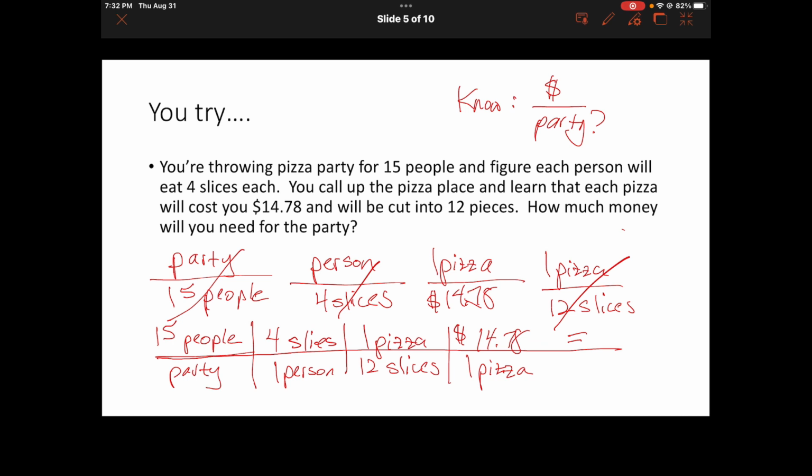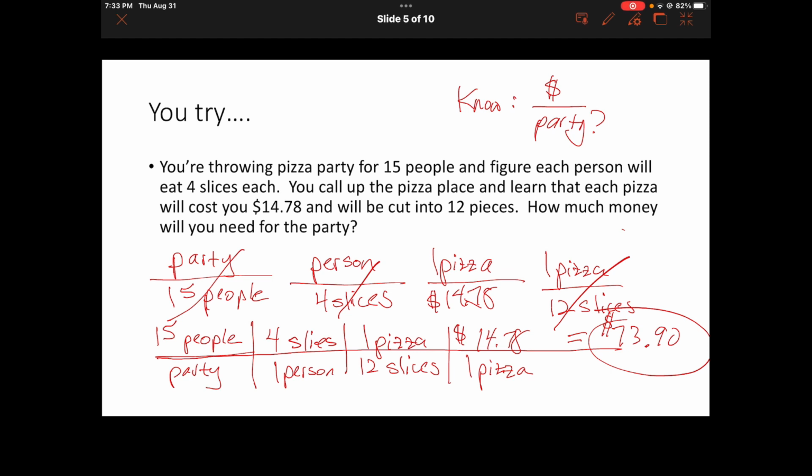Yes, okay, so it's gonna cost us $73, that seems right, and 90 cents. Now that seems appropriate, right? If you're gonna have a party for 15 people, and they're eating 4 slices, and the pizza's not crazy expensive, it's gonna be $73.90 for a party, okay? So that's another thing, is that you kind of want to look at your answer and see if it kind of makes sense depending on the size of the numbers that you're dealing with, okay?